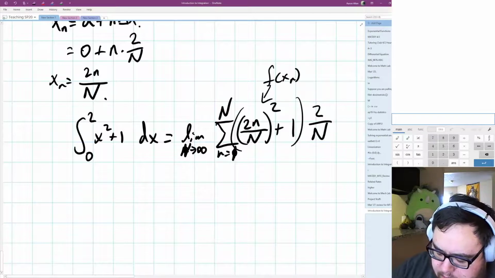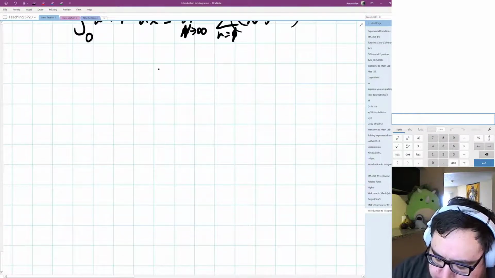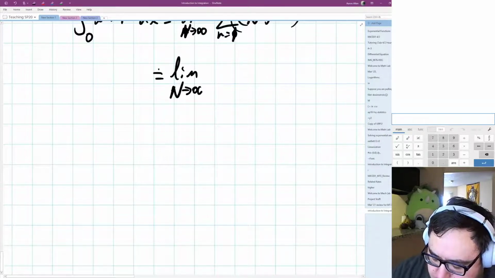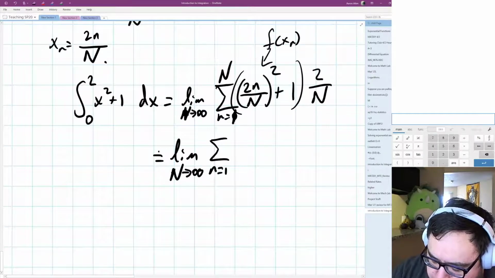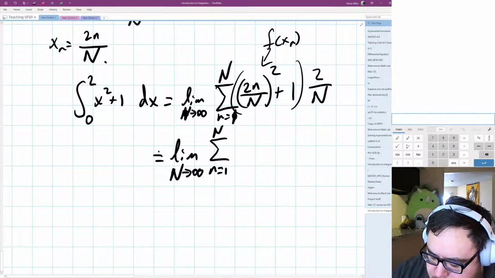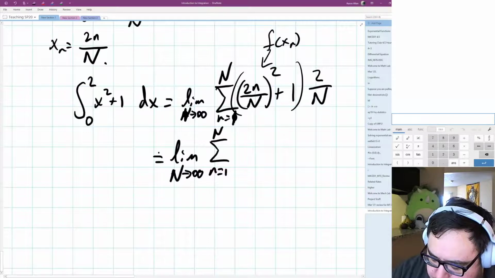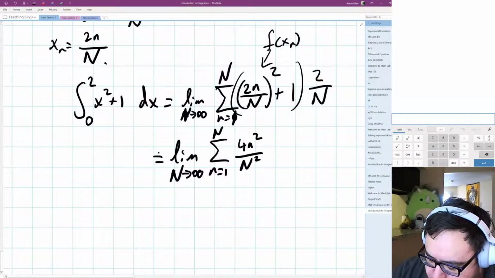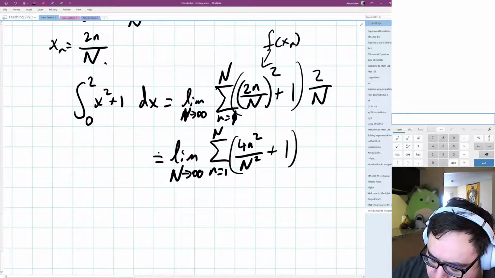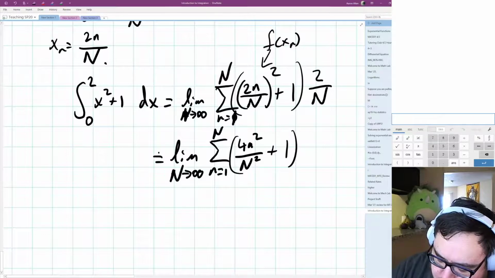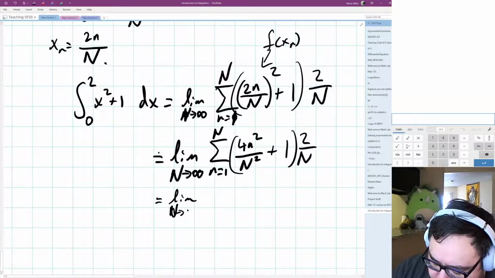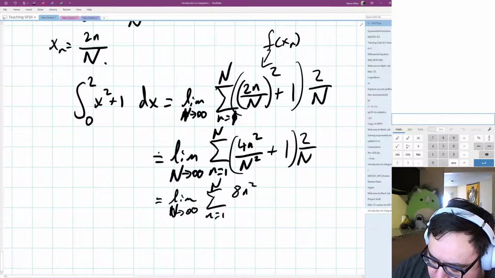Let's expand some stuff here. We get the limit as big N goes to infinity still of the sum from n equals 1 to big N of, so when we expand this square, we get 4n squared over big N squared plus 1, still times 2 over big N. And then we can distribute our 2 over N. So that's the limit as big N goes to infinity of the sum from n equals 1 to big N of 8n squared over big N cubed plus 2 over big N.